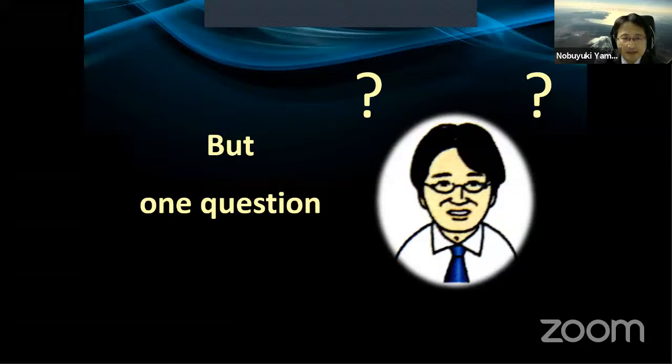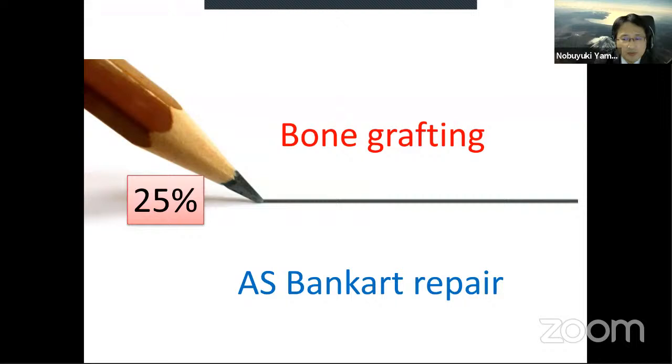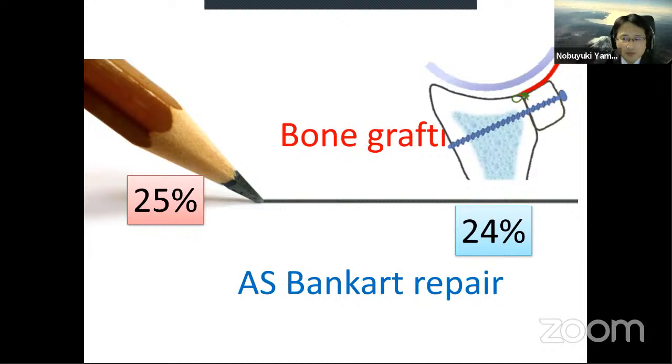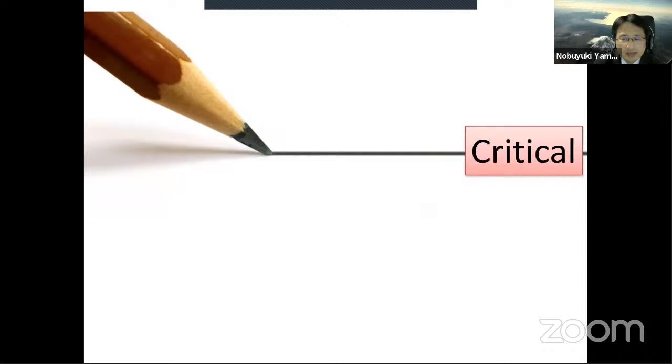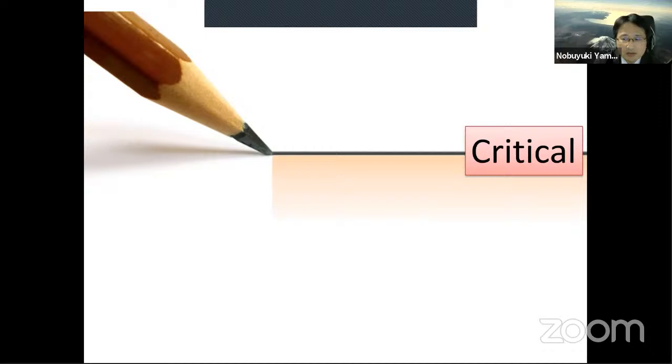But there is one question. Just below 24%, arthroscopic Bankart repair is really fine. Some surgeons perform bone grafting for this size of defect. The surgical decision is made by each surgeon. Just below the critical size is what's called subcritical bone loss these days.